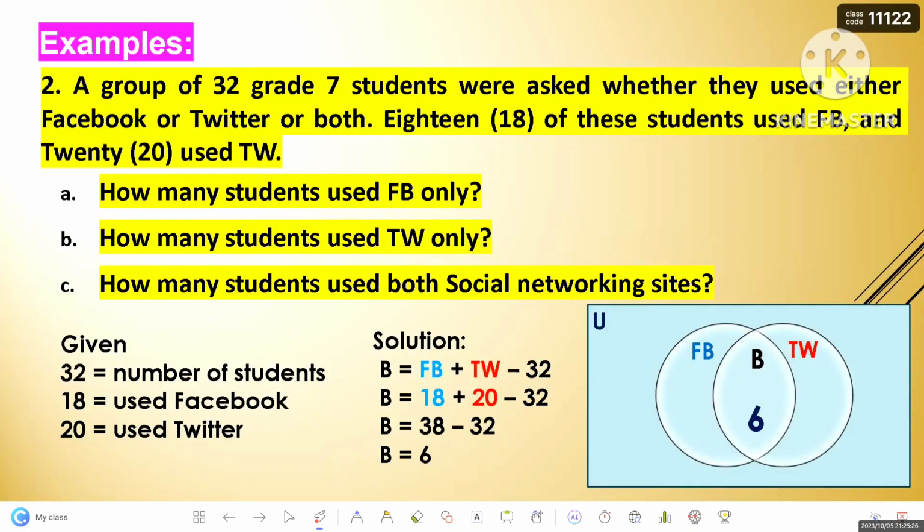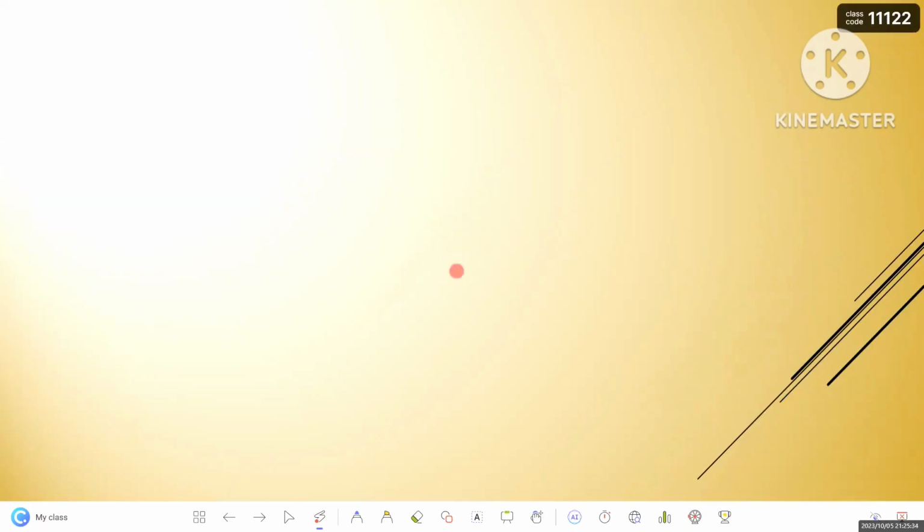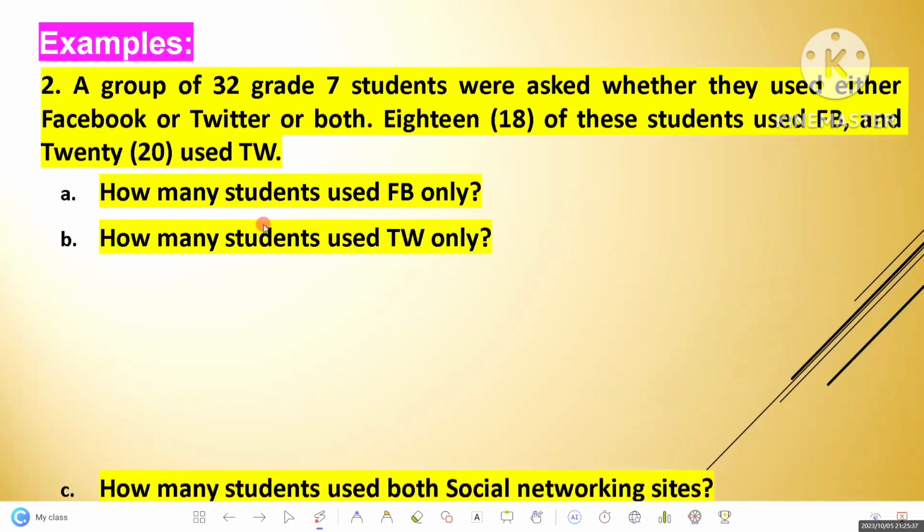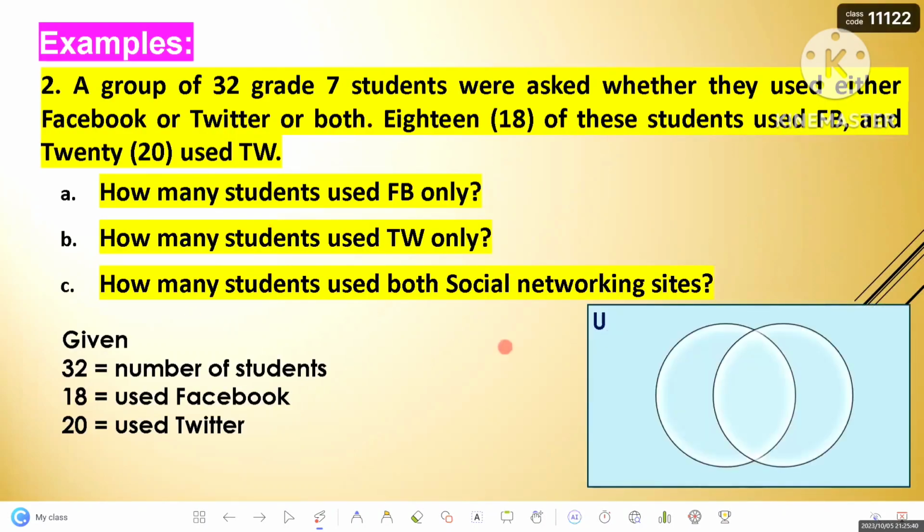Since nakuha na natin ang intersection ng FB at Twitter, anong susunod? The same as our previous discussion, we have this 6. Now let's have the solution for FB. FB is equal to 18 minus 6. Saan mo nakuha ang 18? Dito, sa given. Minus 6 yung kanina, the intersection. So 18 minus 6 is 12.